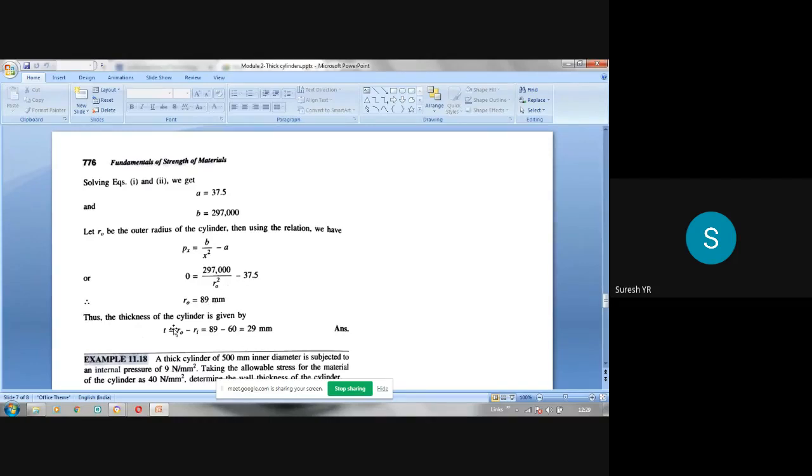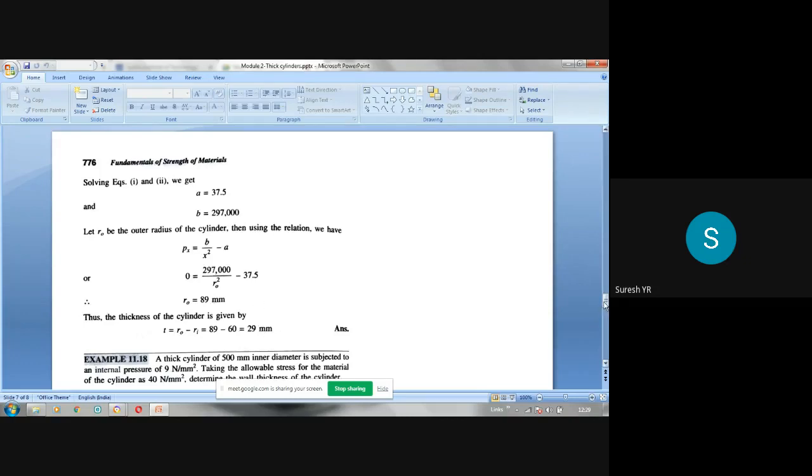Then we know that thickness is given by R naught minus Ri, outer radius minus inner radius. You are getting 29 mm as the thickness of the cylinder. So it is very important. You can check whether it is a thick cylinder or thin cylinder. Thickness should be greater than 1/10 of the internal diameter. Internal diameter here is 120 mm. So 120 divided by 10 is 12. Thickness is 29, and 29 is greater than 12. So therefore it is a thick cylinder.